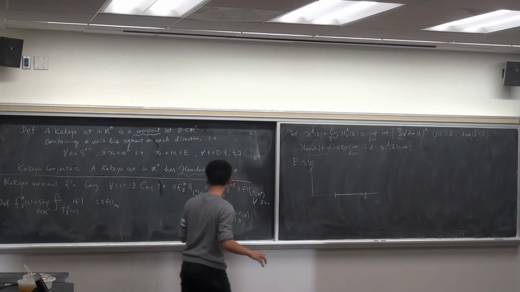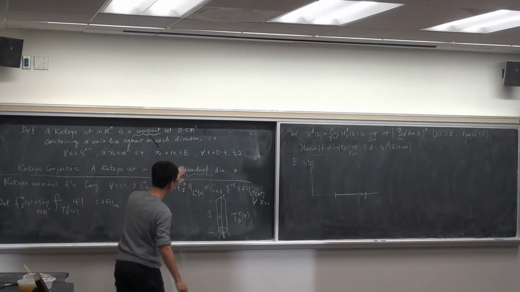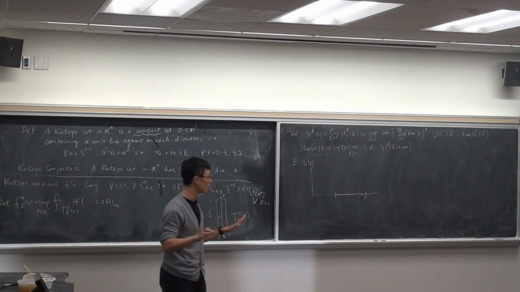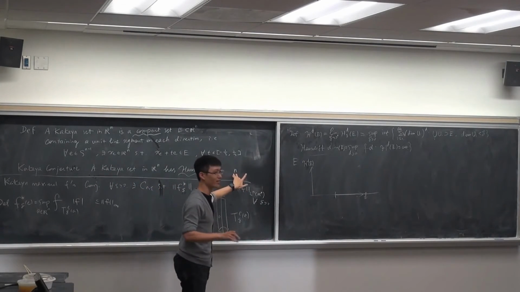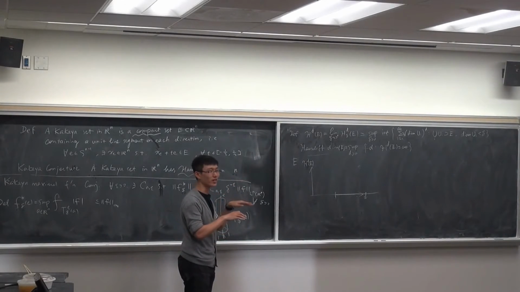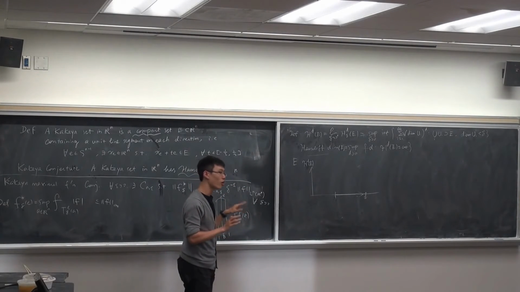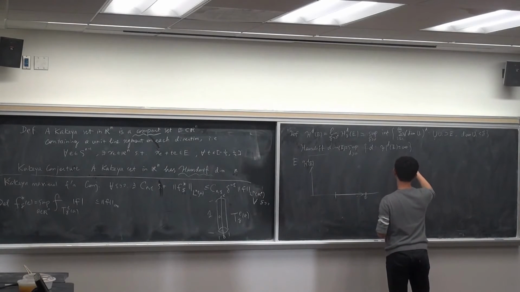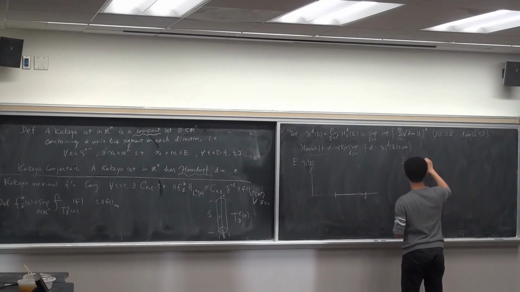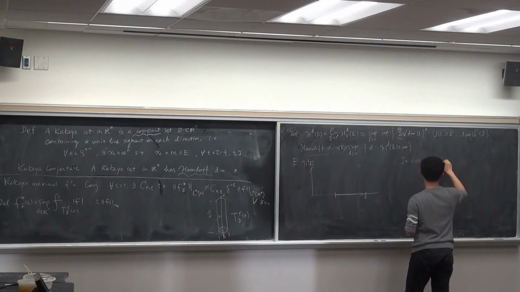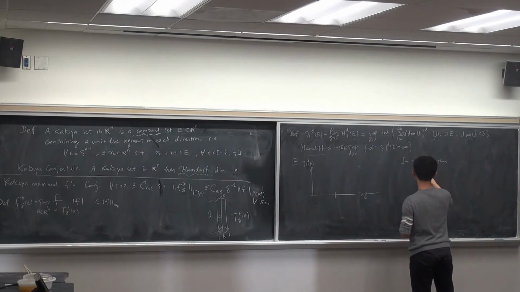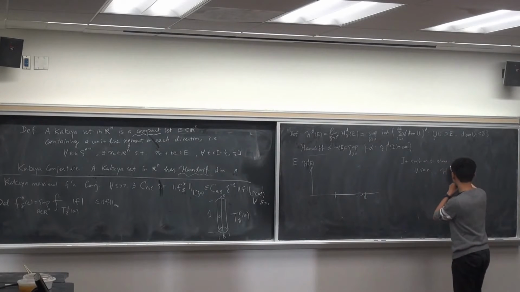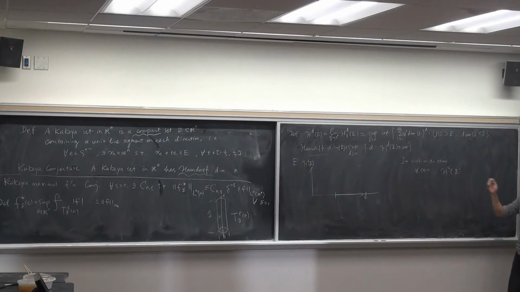And so, in order to prove that a Kakeya set has Hausdorff dimension n, we just need to prove that for all s less than n, its Hausdorff measure is infinity. Or, it suffices to show that for all s less than n, the Hausdorff measure H s of E, where E is my Kakeya set, is greater than or equal to a constant.